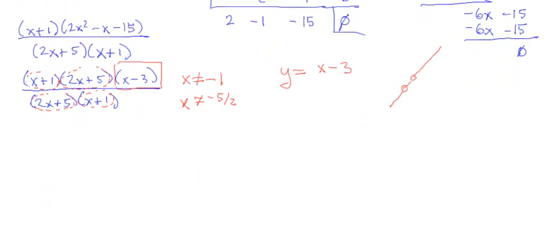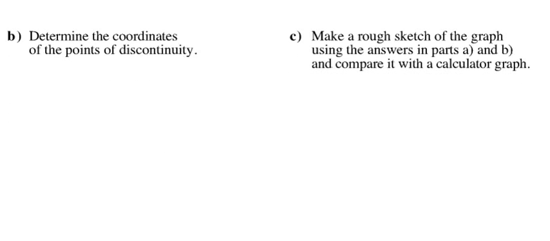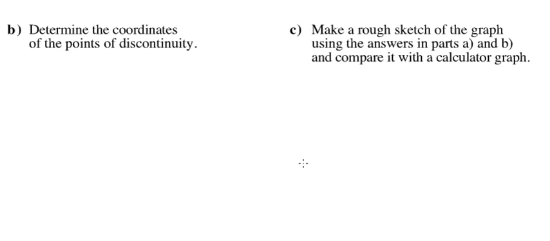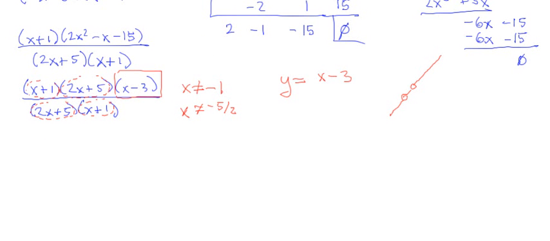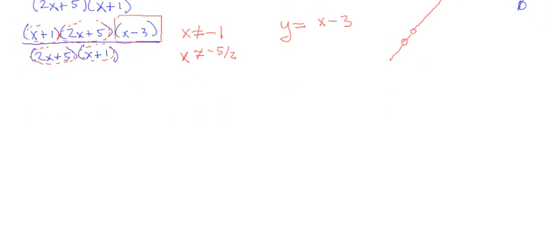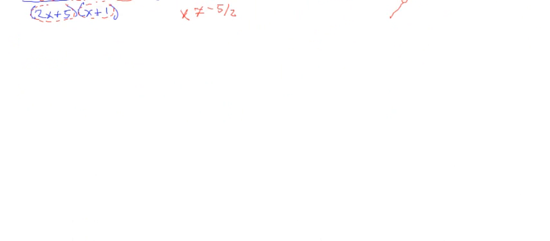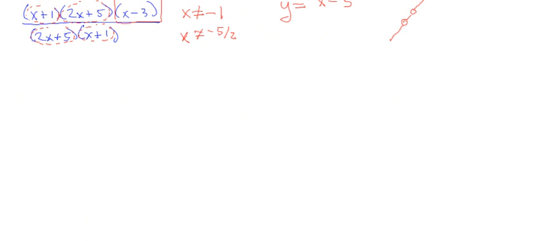Now, what else do they want us to do here? Determine the coordinates of the points of discontinuity. Well, you remember, we said x is not allowed to be negative 1, and x is not allowed to be negative 5 over 2. And 2x plus 5, x minus 3. I'm going to have to copy that down here. Excuse me a moment while I copy this, and then I'll scroll back down and we'll get back to work.